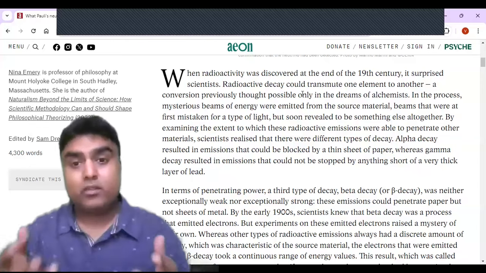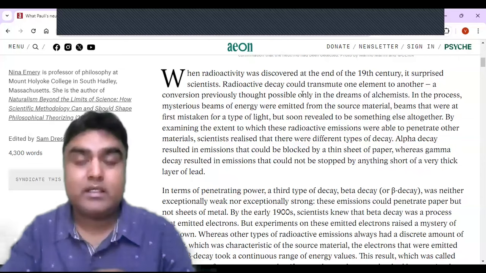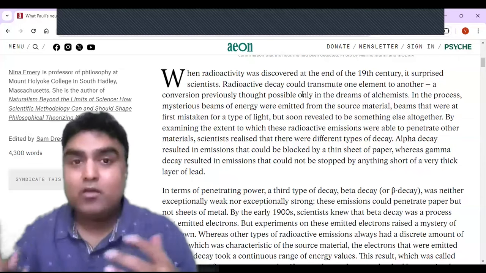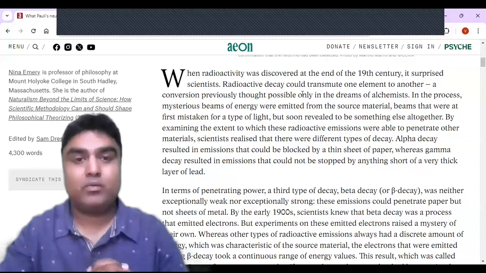Now a conversion previously thought possible only in the dreams of alchemists. Now, फिर मुझे समझ नहीं आया alchemist क्या होता है. The point is, चाहिए ही नहीं समझना. I don't need to know what is an alchemist and what is the word transmute.